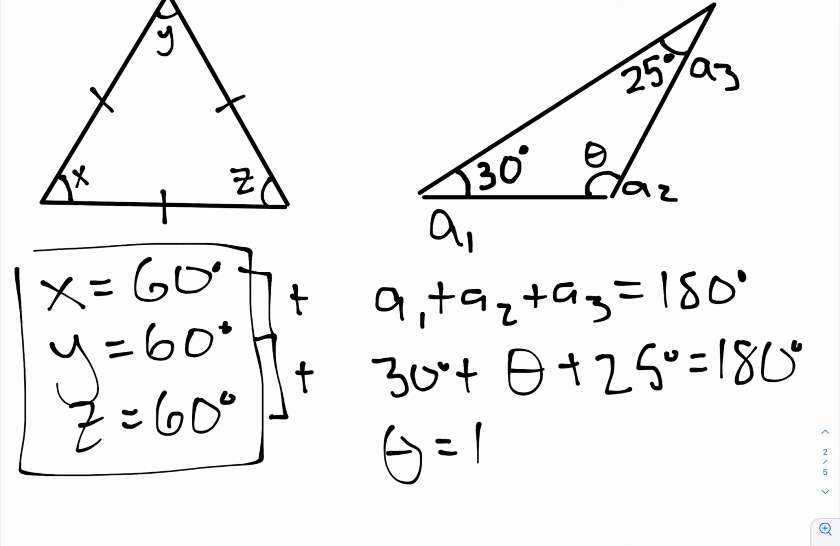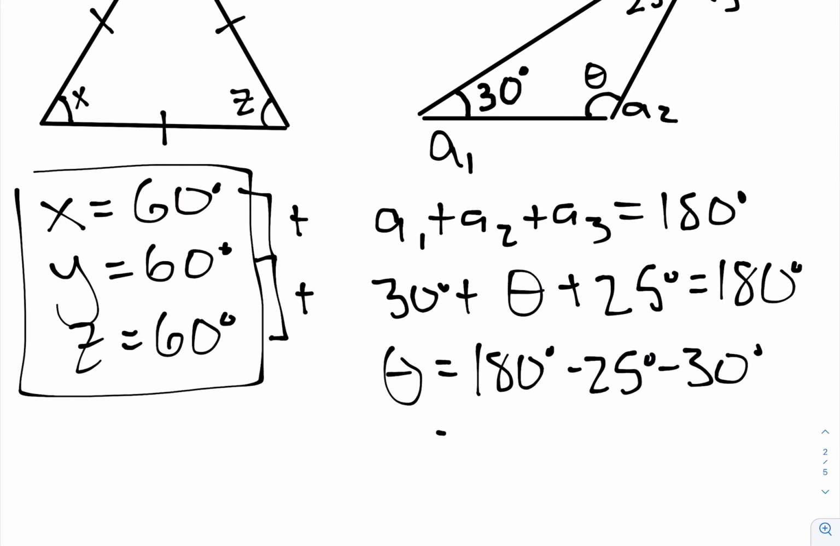So theta is going to be 180, and we're going to move the 25 and the 30 over. So we're going to subtract it because we want to get it out of the way. So 180 minus 25, let's see, that's 155, minus 30, that's going to be 125 degrees. So this is going to be an obtuse angle because this angle here, theta, is more than 90 degrees. It's kind of stretching beyond that perpendicular part.